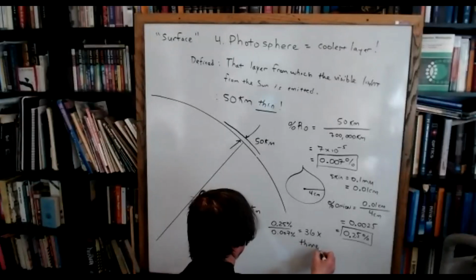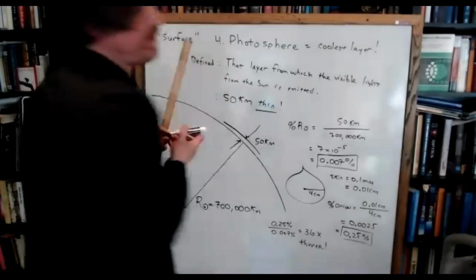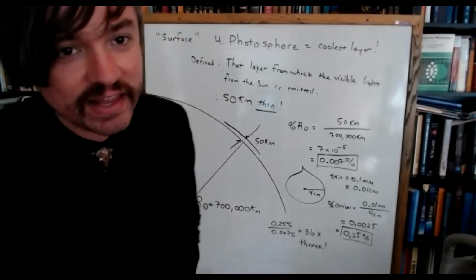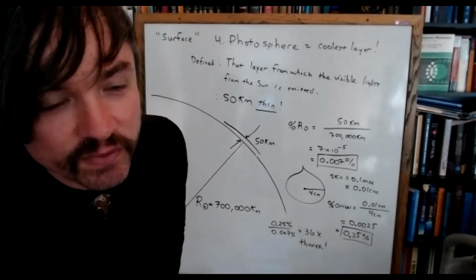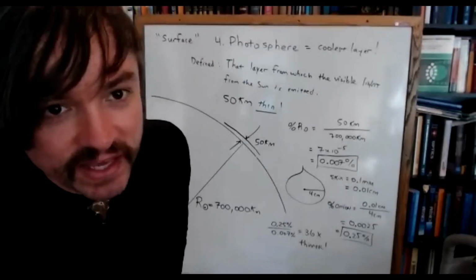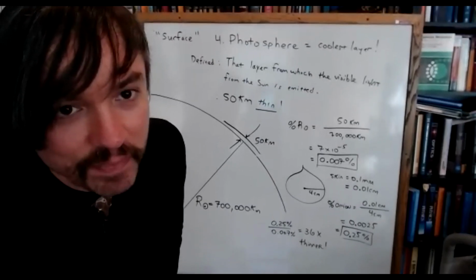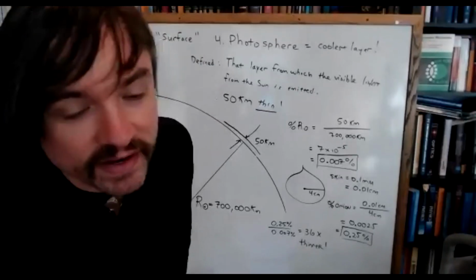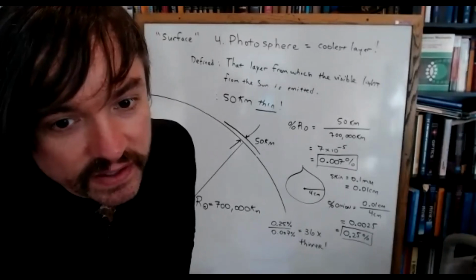Thinner than the skin of an onion. Think about that. If the sun were the same size as a yellow onion, the photosphere would be, okay, it's not a 50th, but it's getting up there. It's a 40th maybe of the skin of an onion. That's pretty crazy.